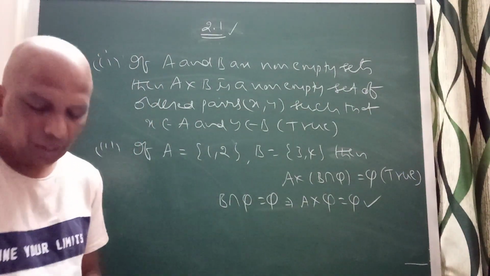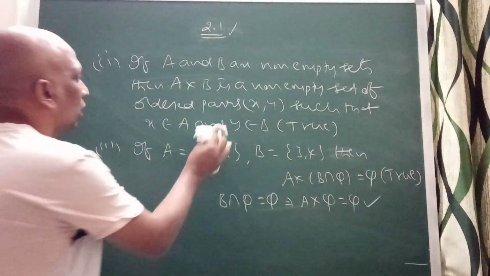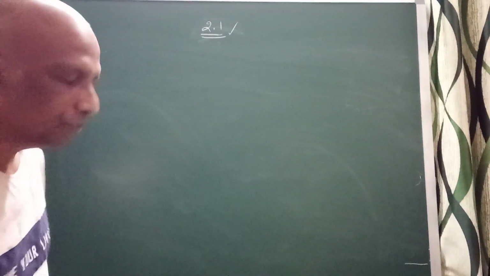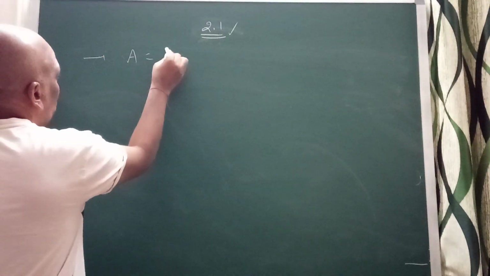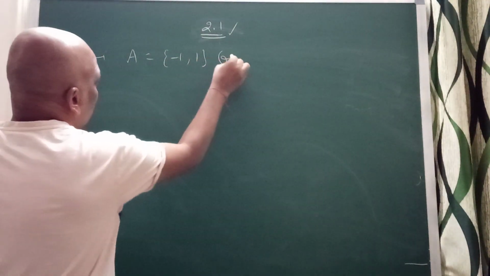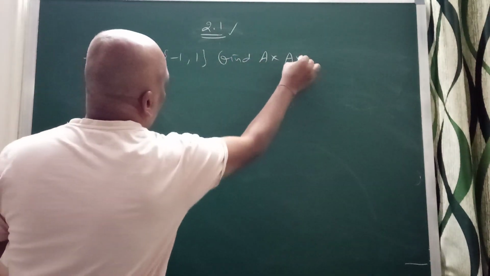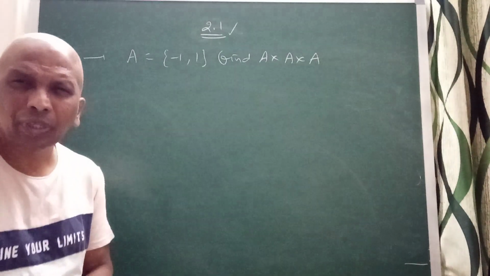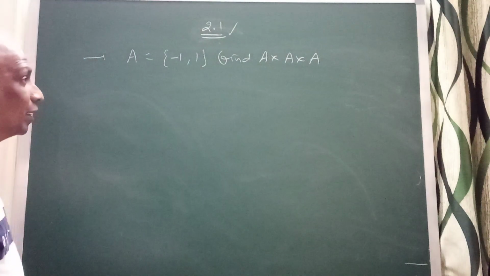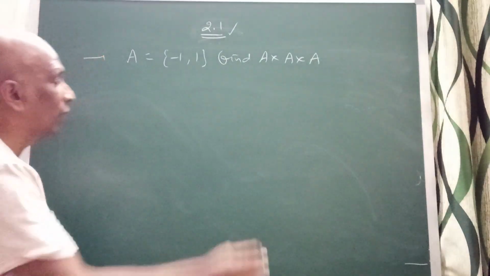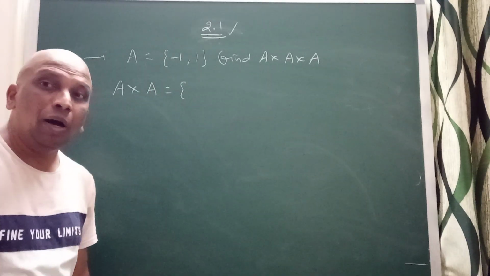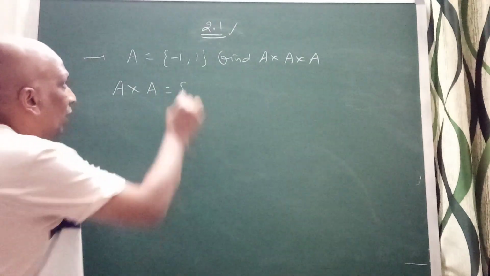Now the fifth one. If A is equal to the set {-1, 1}, find A cross A and the triplet. They are asking to find the triplet. This is very simple to find. First I will find the Cartesian product of ordered pairs A cross A.